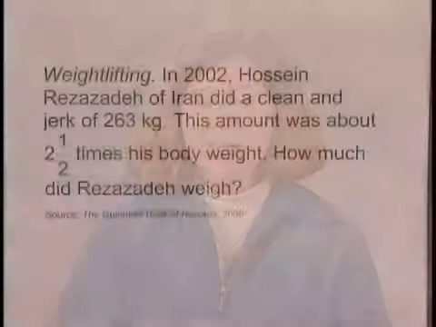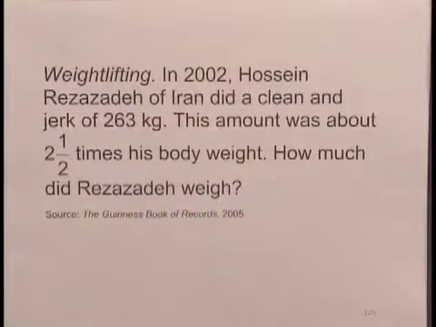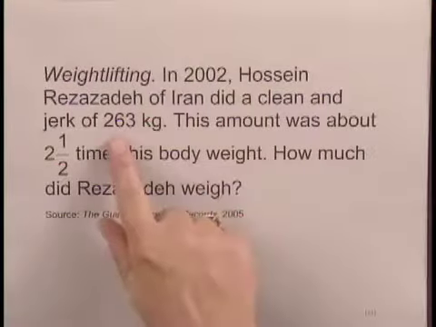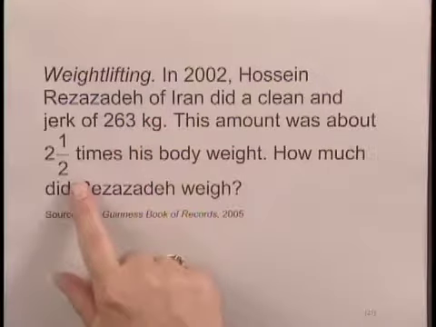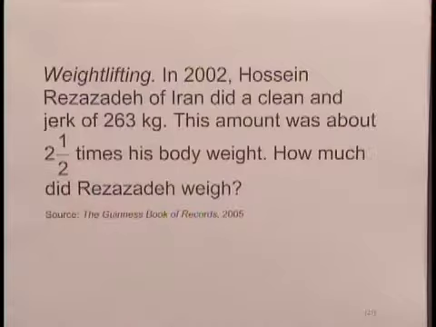Now we'll work an application concerning weightlifting. In 2002, Hussein Rezazadeh of Iran did a clean and jerk of 263 kilograms. This amount was about 2.5 times his body weight. How much did Rezazadeh weigh?